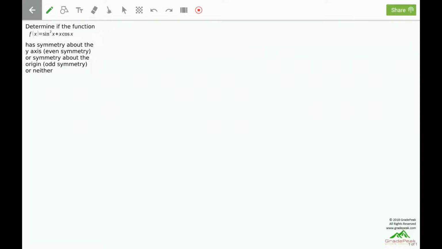Determine if the function f of x equals sine squared of x plus x cosine of x has symmetry about the y-axis, also known as even symmetry, or symmetry about the origin, also known as odd symmetry, or neither.